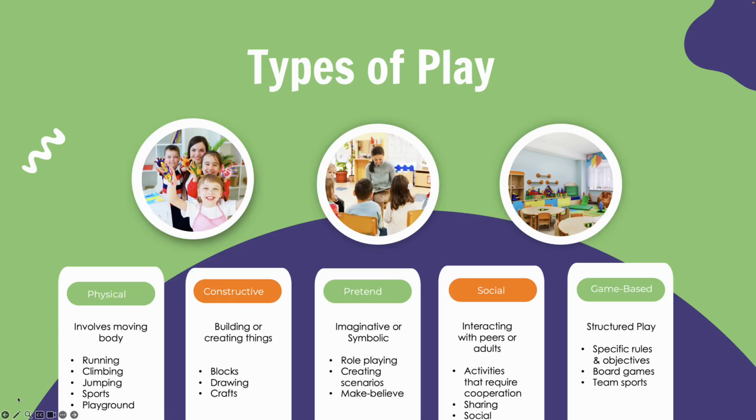There are also different categories of play, including physical play, constructive play, pretend play, social play, and game-based play. Physical play involves moving your body. It includes things like running and climbing, jumping, all kinds of sports, and playing on the playground. Think back when you wanted to play on the playground. The monkey bars were so exciting, the swings, and you got your body moving and your heart beating.